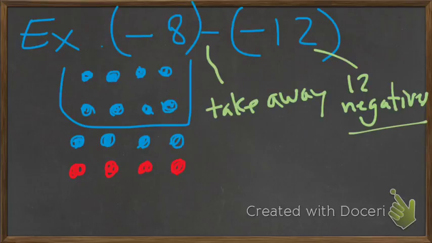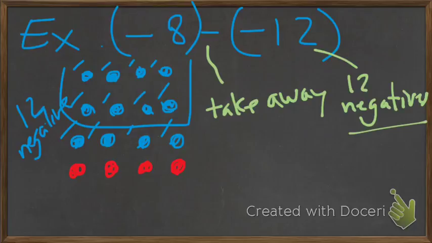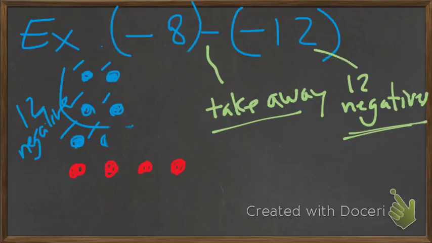Okay, now I'm going to count up all my negatives. I'm going to see if I can actually take away 12 of them now. I've got 1, 2, 3, 4, 5, 6, 7, 8, 9, 10, 11, 12. That's 12 negatives. And the question is telling me to take away 12 negatives. Well, now I have 12 negatives, so I can take them all away. Say bye-bye, 12 negatives.